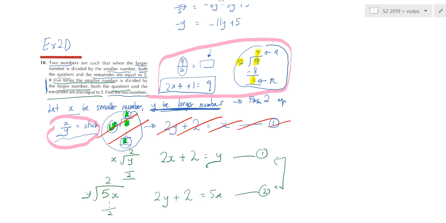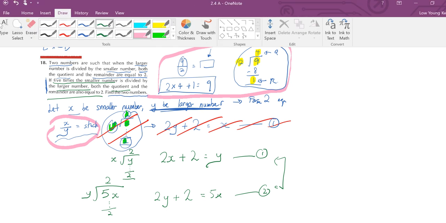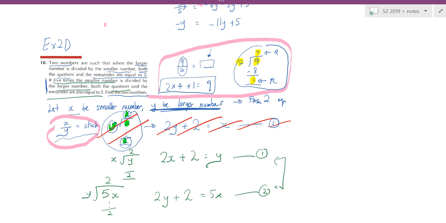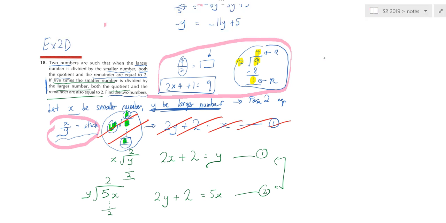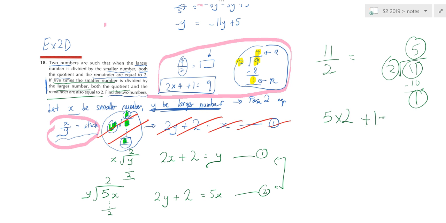So I can write any number. For example, 11 divided by 2. If I work out 11 and 2, this is 5, this is 10, this is 1. So I'm working with 5, 2, 11, and 1. Then I realize that 5 times 2 plus 1 is equal to 11, right? So I can form one equation. Similarly, I can form one equation with this. So you can just choose any number to help form an equation based on the division. Clear?